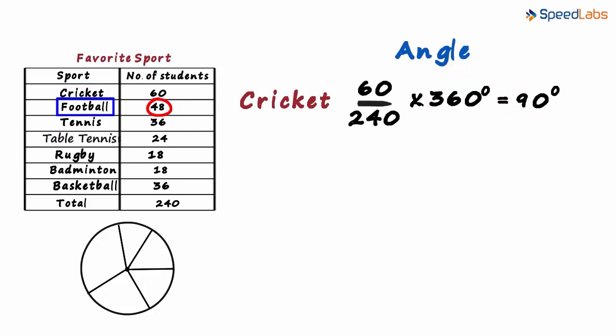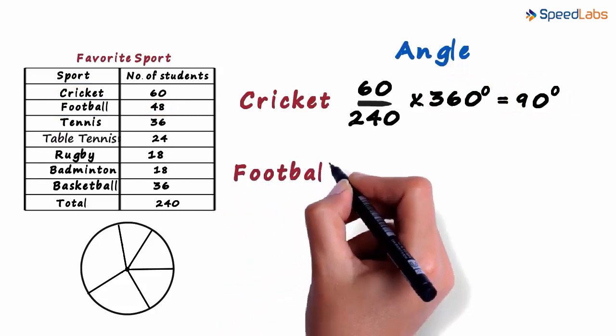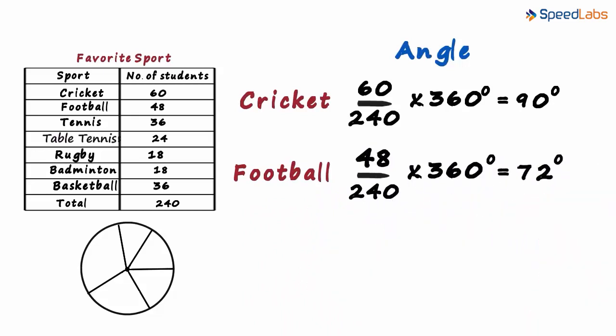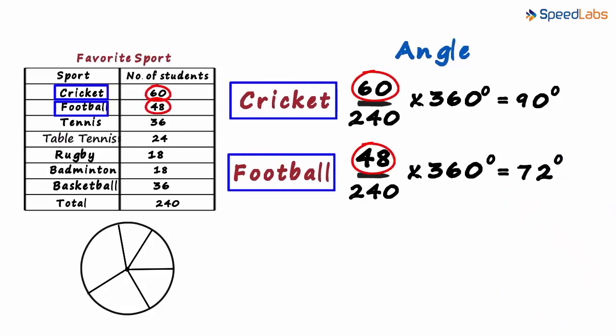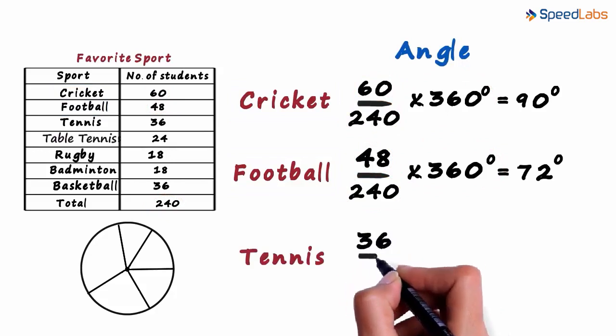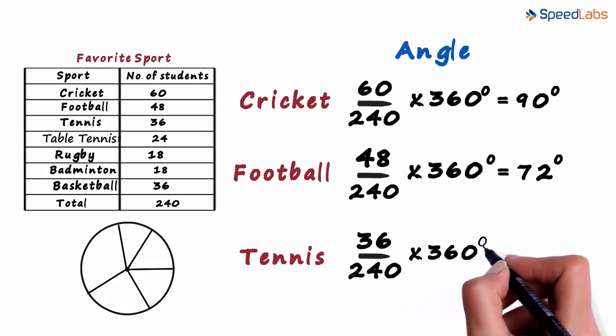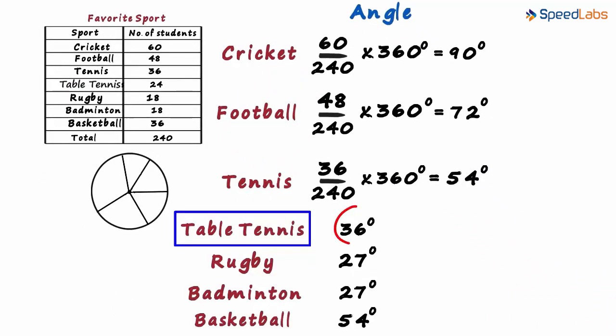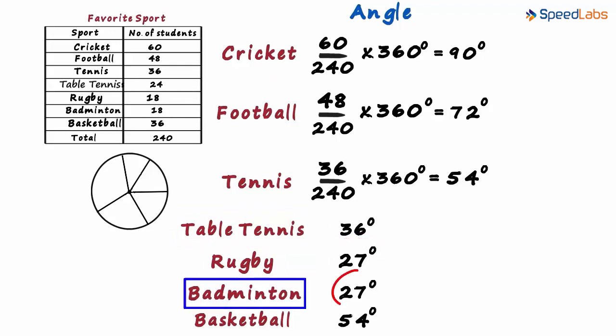48 students say football is their favorite sport. So football would represent 48 by 240 multiplied by 360, which is 72 degrees. What we're essentially doing is dividing the number in each category by the total number of students and multiplying it with 360 degrees. Tennis would be 36 by 240 multiplied by 360 degrees, which will equal 54 degrees. Similarly, table tennis would represent 36 degrees, rugby would represent 27 degrees, badminton 27 degrees, and basketball 54 degrees.